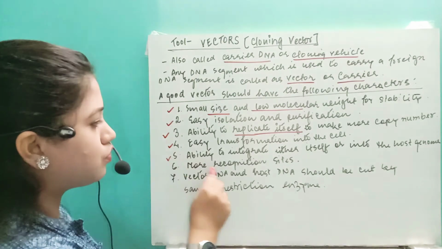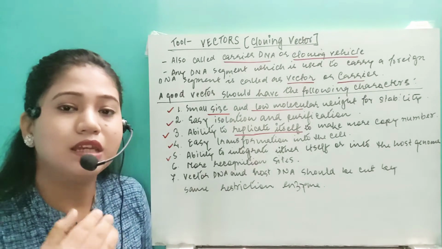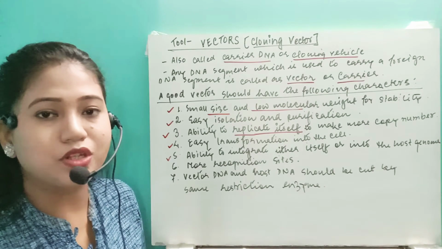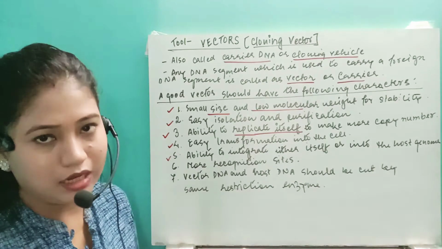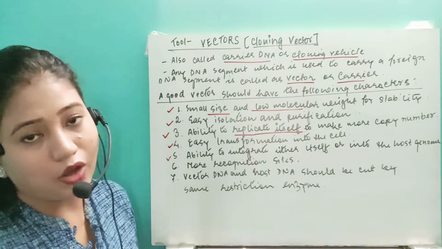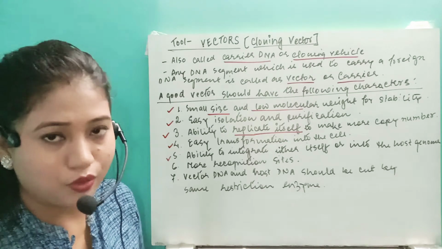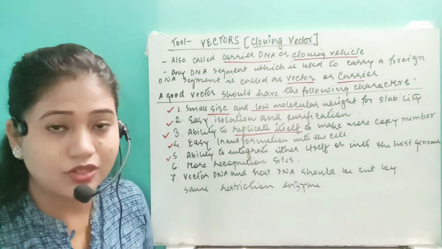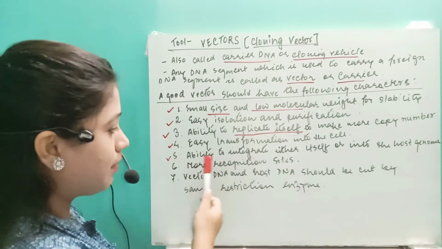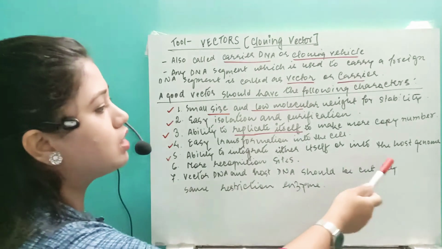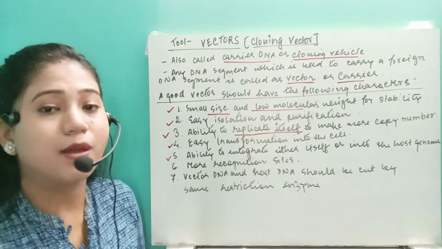Next one, the ability to integrate either itself or into the host genome. That means the vector should have its own capacity to replicate. Suppose this is a host body. Inside the host body we transform the rDNA. They have to replicate by themselves, and along with that, they can also integrate into the host genome. So the vector should have the characteristic that it has the capacity to replicate itself, and the ability to integrate either itself or into the host genome. Into the host genome they can also be incorporated and they can replicate, right?